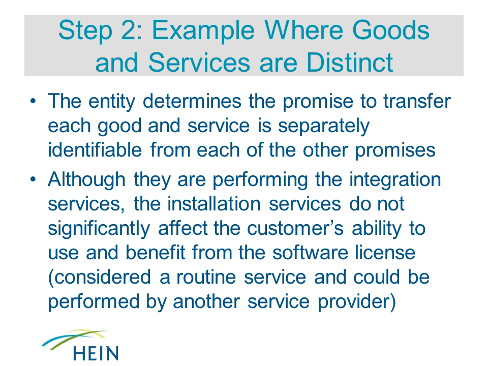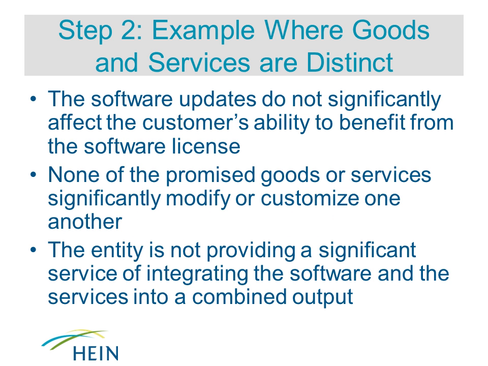The entity in this situation determines that the promise to transfer a good or service is separately identifiable. Although they are performing some integration services, they believe this to be more of a routine service and that the software really could function without it, or they could have that done separately. The software updates do not significantly affect the customer's ability to benefit from the software license. So we're talking about likely just a box software package.